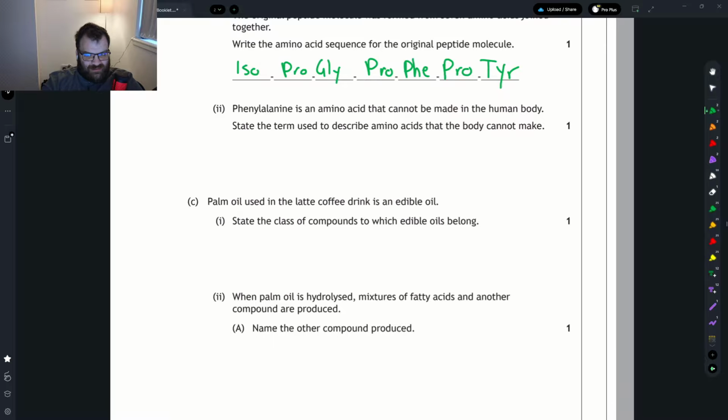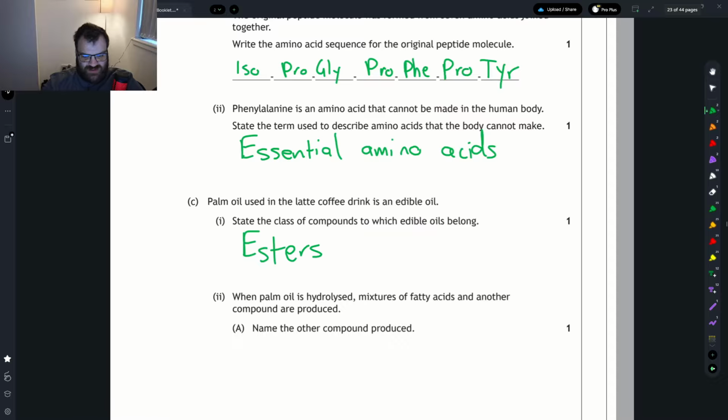amino acids unable to be made by the body, so must be obtained from diet, are essential amino acids. Next we're talking about palm oil and edible oil. Well, we can't say oil because I said oil. Oils are naturally occurring esters.